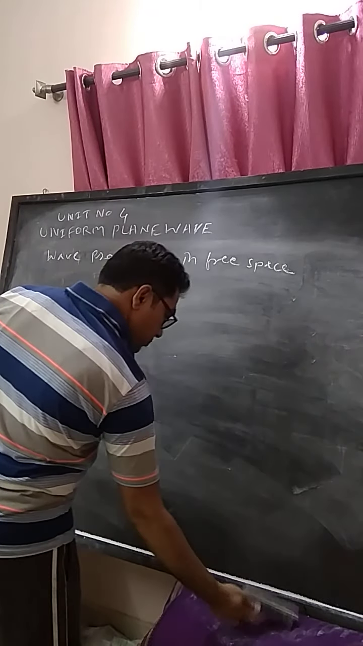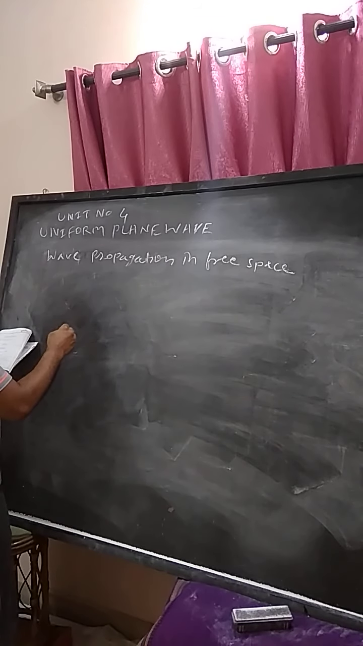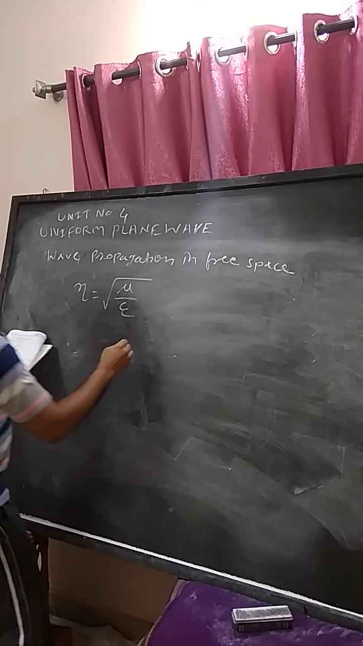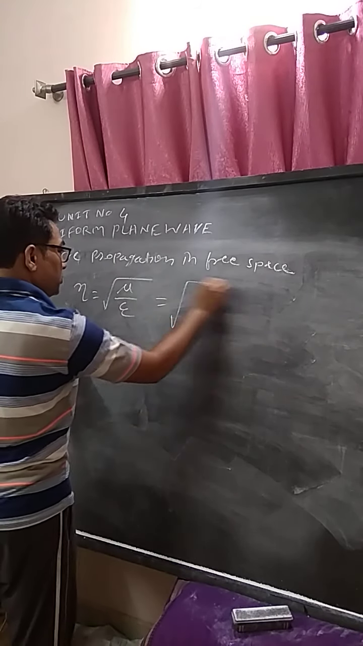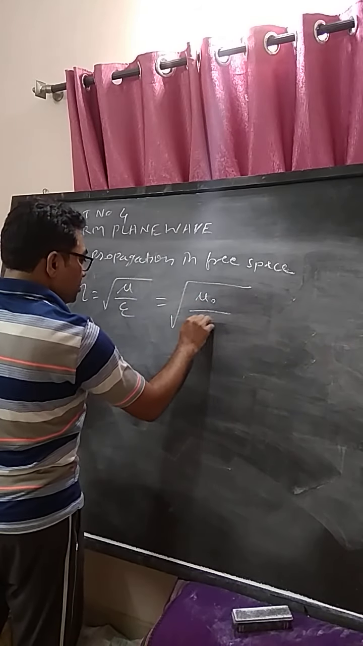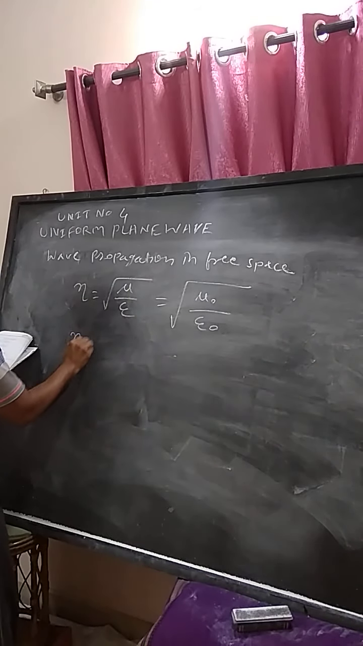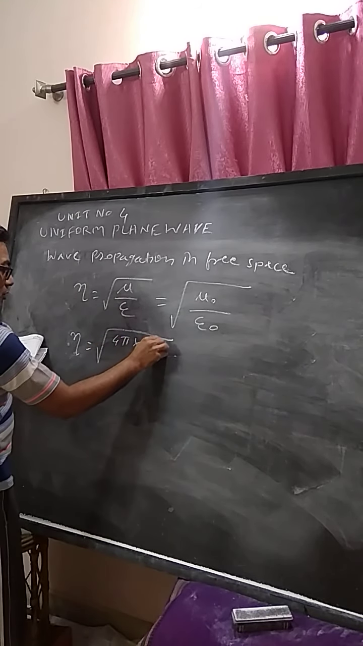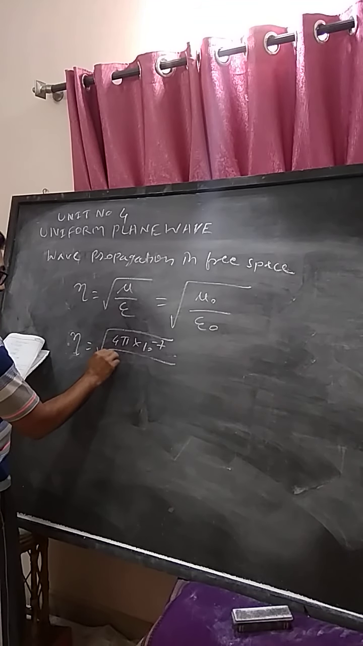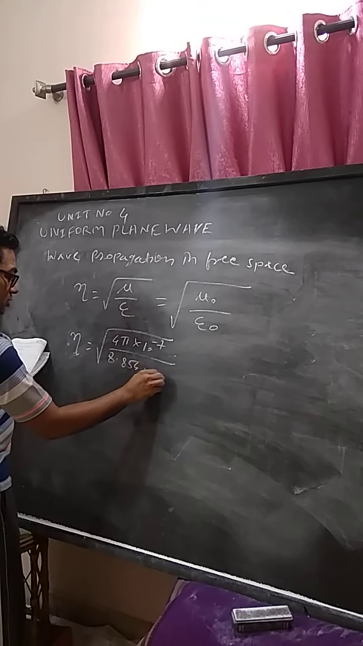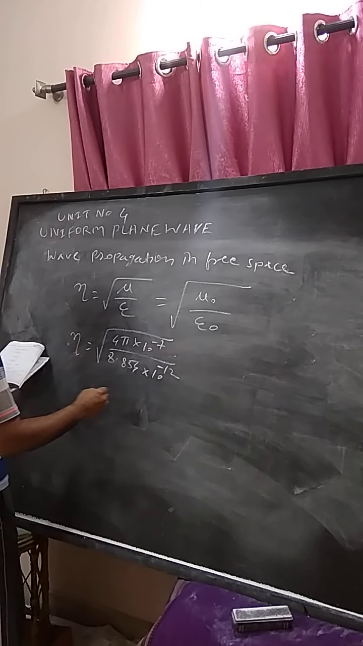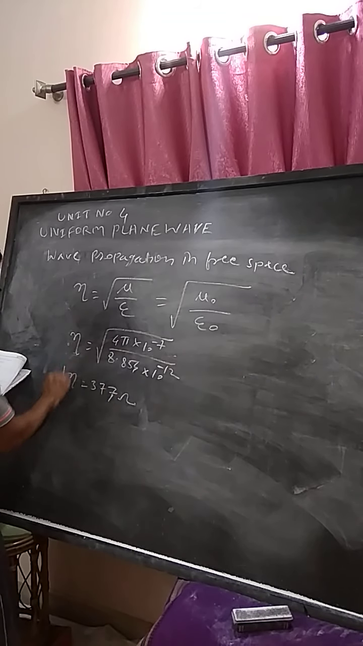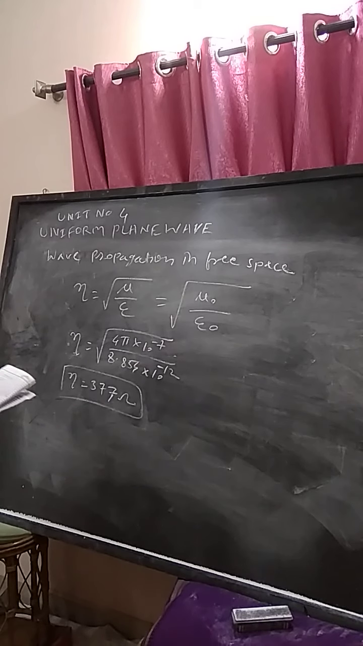Now the last formula we need to see is the intrinsic impedance for free space. The relation is eta equal to under root of mu by epsilon, which we have already seen. Again putting mu as mu 0 and epsilon as epsilon 0 for free space, eta equals under root of 4 pi into 10 raised to power minus 7 divided by 8.854 into 10 raised to power minus 12. Therefore the value of eta is 377 ohm. This is the constant value of intrinsic impedance eta.